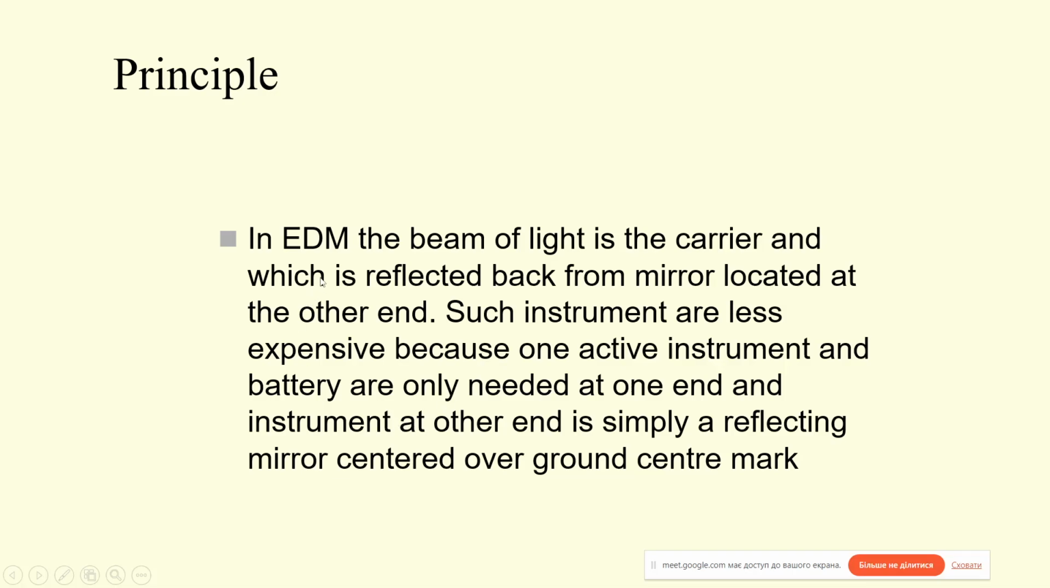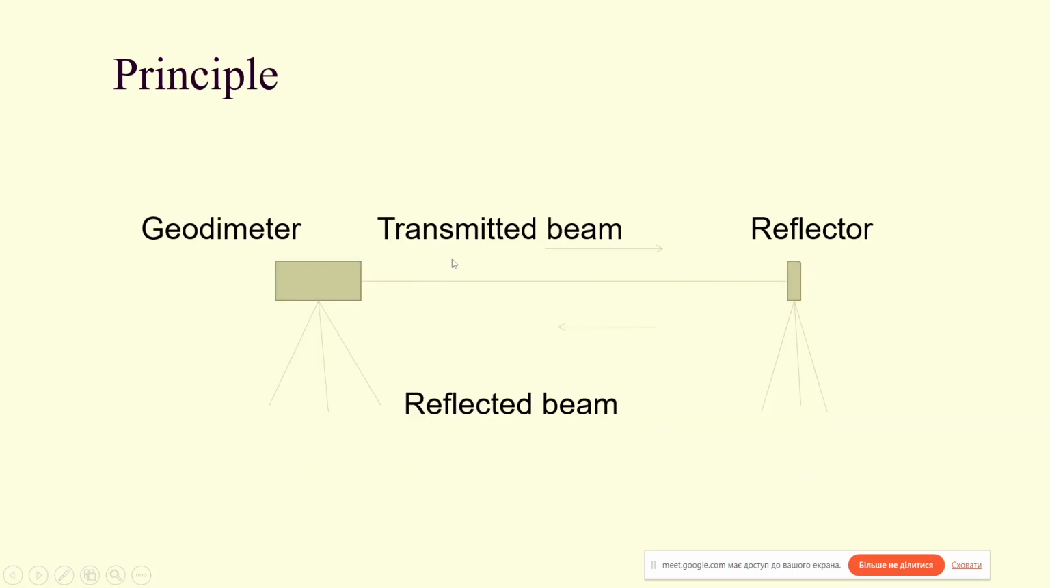In electronic distance meter, the beam of light is the carrier and is reflected back from the mirror located at the other end. Such instruments are less expensive because one active instrument and battery are only needed at one end of a line, and the instrument at the other end is simply a reflecting mirror centered over the ground's center mark. So we have transmitted beam, reflector, and reflected beam.